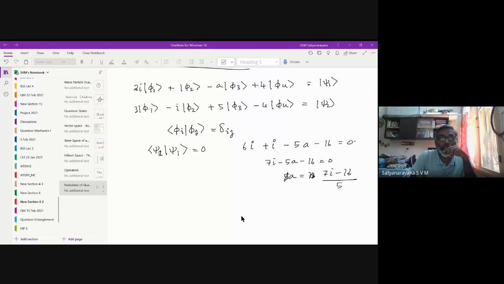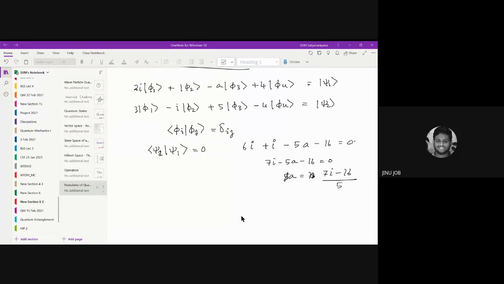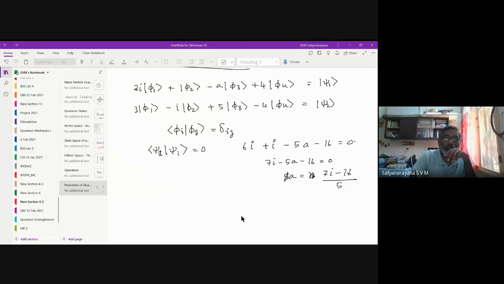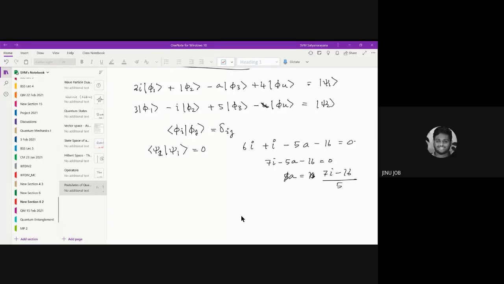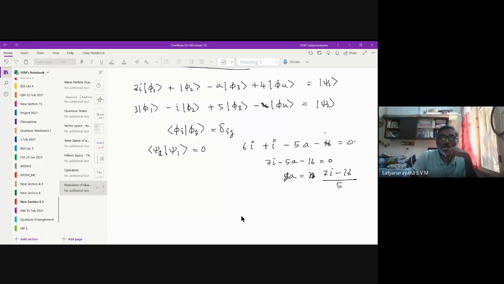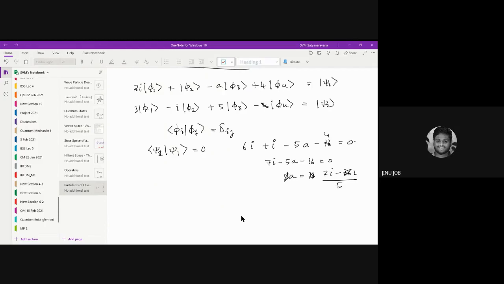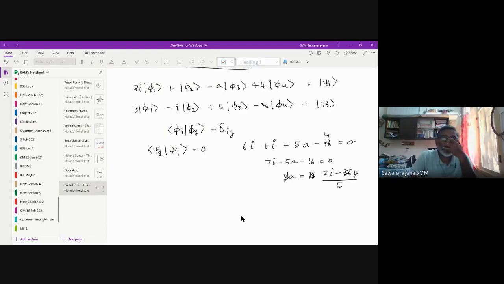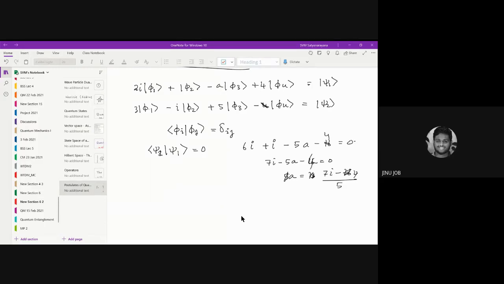Is that correct? Sir, in the ket psi 2, it is not 4 5 4, it is just 5 4. Oh, it is just 5. Yes, sir. Then this is 4. Yes, sir, 7i minus 4 by 5. It's the answer given by them.